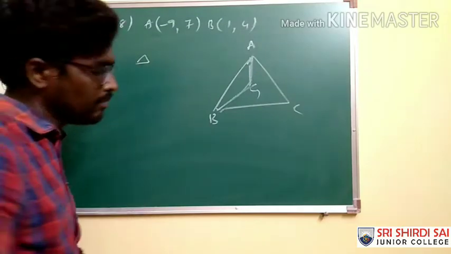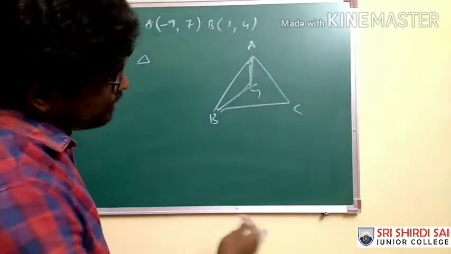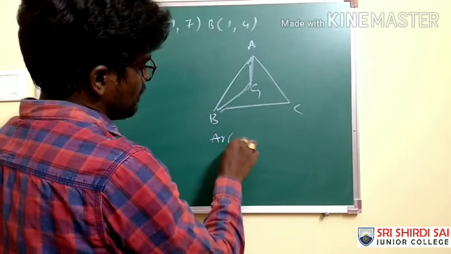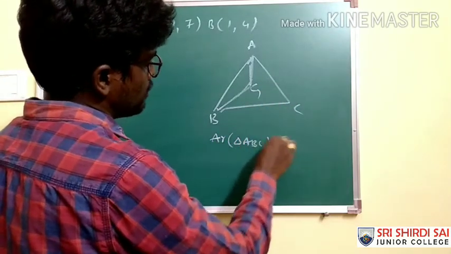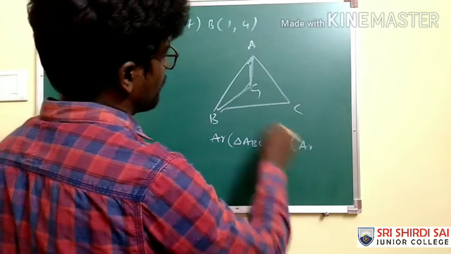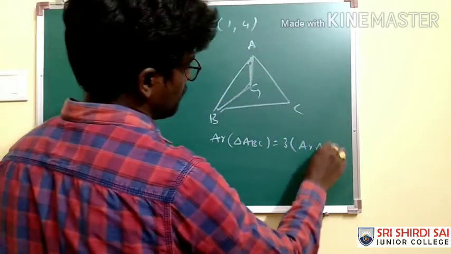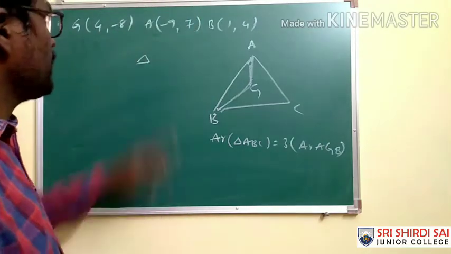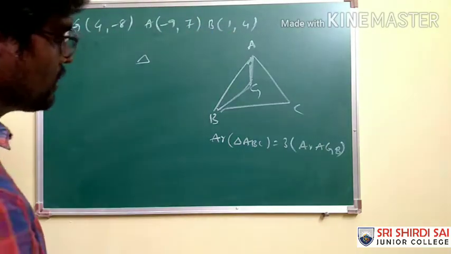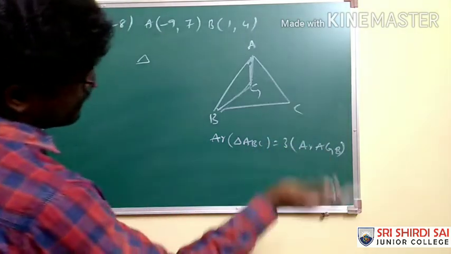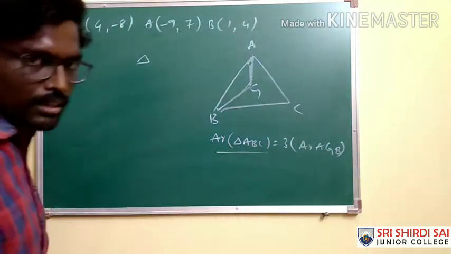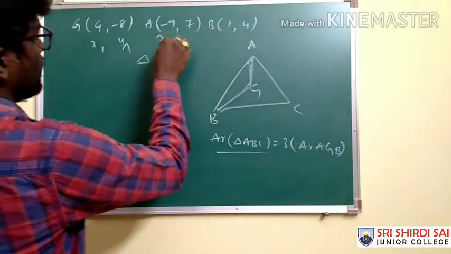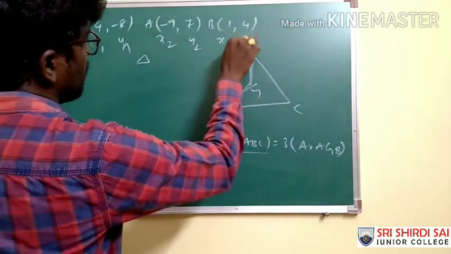I have already told you in, I think, one previous lecture that the area of triangle ABC is equal to 3 times the area of triangle AGB. That's the reason here you are given the coordinates of G, A and B. Now let's calculate the area of triangle AGB and make it 3 times so that you will get the area of the triangle ABC. Let's calculate x1, y1, x2, y2 and x3, y3.